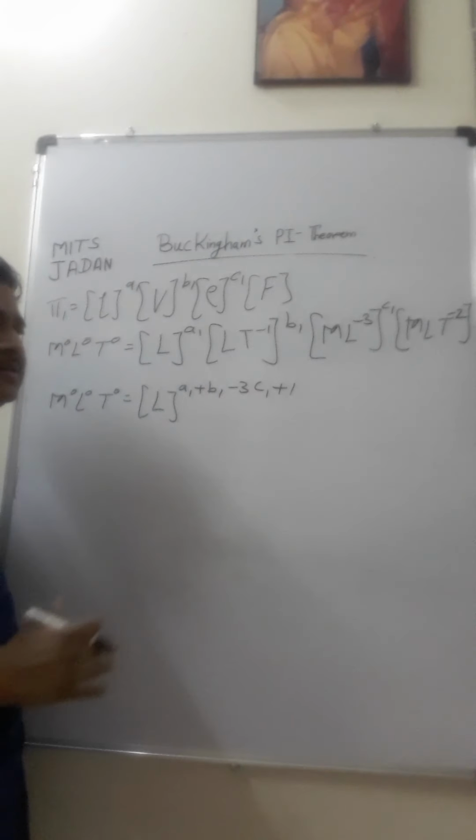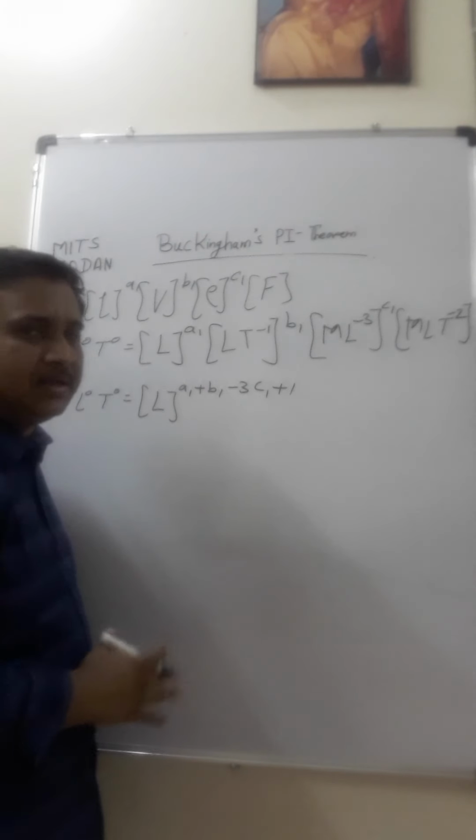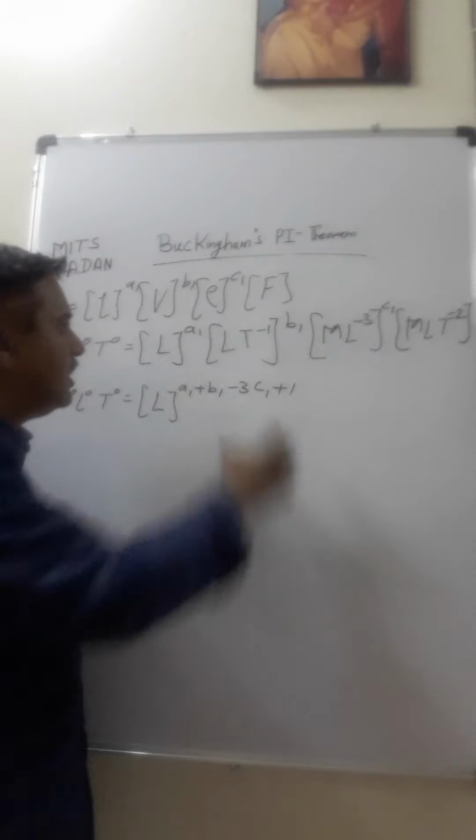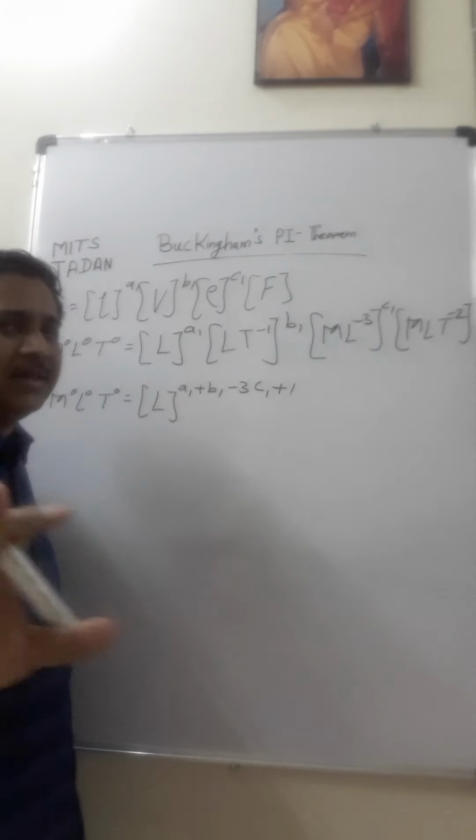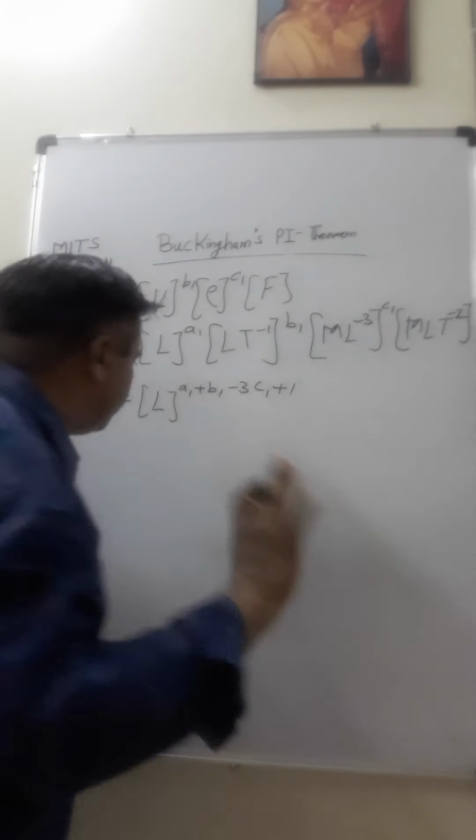Now this step is very much similar to the Rayleigh method. So first you study the Rayleigh method and then you solve pi terms by the Rayleigh method. Okay, this is the Buckingham pi theorem.